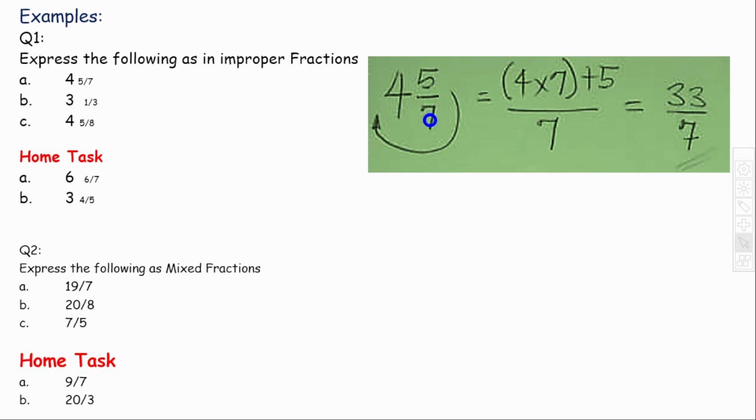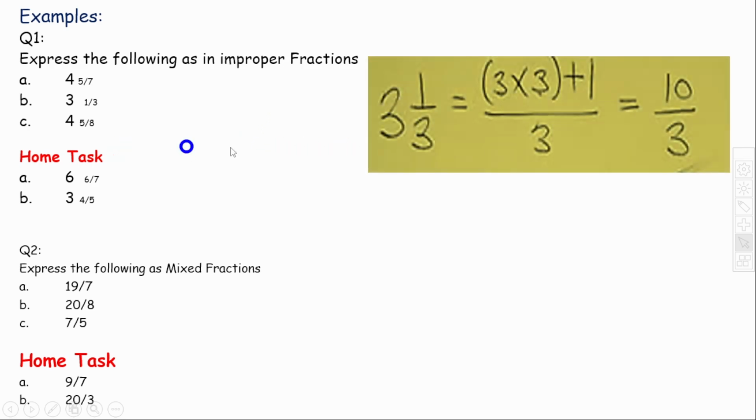Denominator 7 times whole number 4. 7 times 4 plus 5. That gives us 7 times 4 is 28, plus 5, 33. All over this same denominator, you now write it under, over 7. That's how we got it, 33 over 7. Let's do the second example. 3, 1 all over 3. 3 times 3 is what? 9. Plus 1 becomes 10. So 10 all over 3.